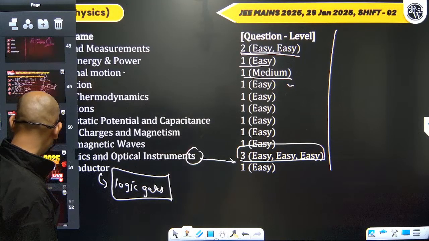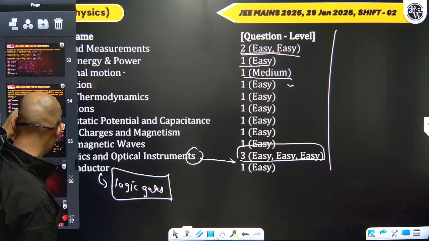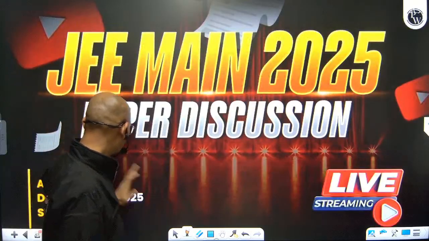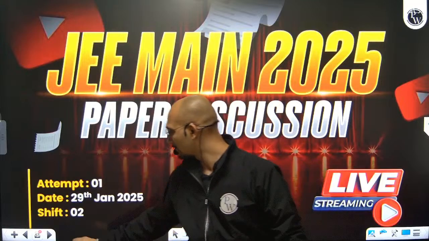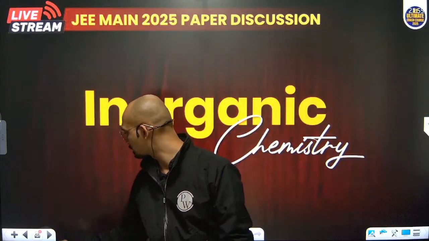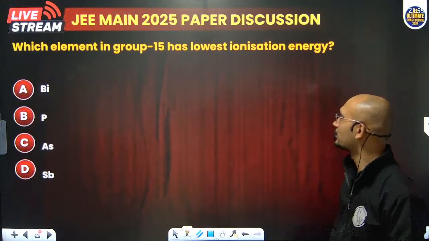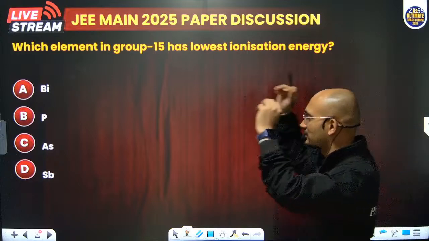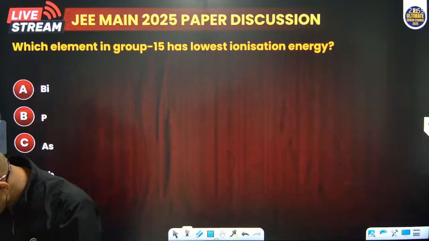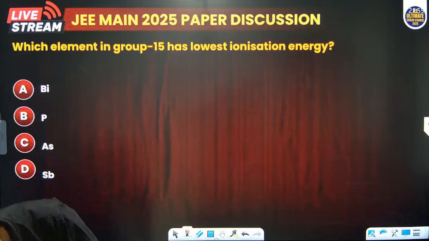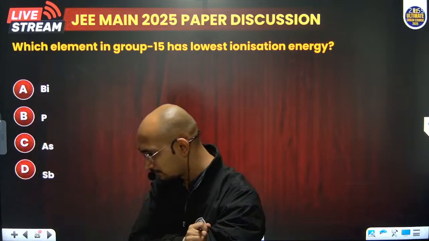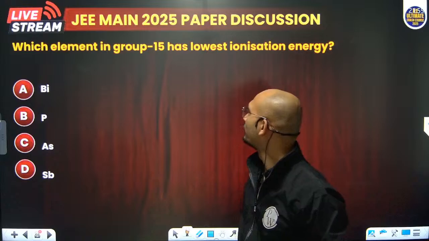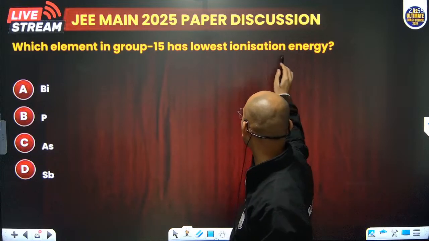Okay, now let's go to the inorganic part. So we are here with the inorganic part. What is the first question we are going to see here? Which element in group 15 has the lowest ionization energy? Anyone, please help me here with that.